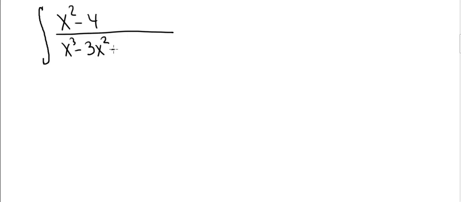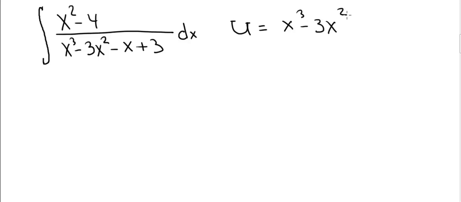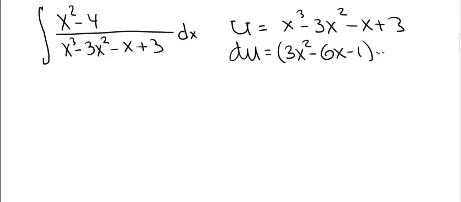We're going to use a technique of integration called the method of partial fractions to integrate (x² − 4) over (x³ − 3x² − x + 3). Now you could attempt a u-substitution by letting u be the denominator, that is x³ − 3x² − x + 3. Then du is going to be (3x² − 6x − 1) dx.